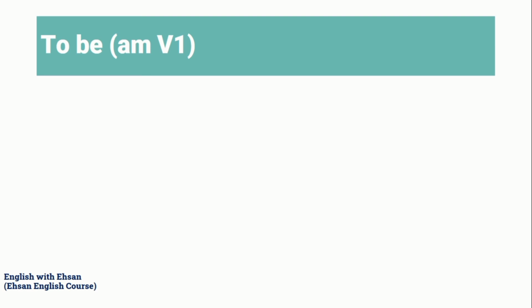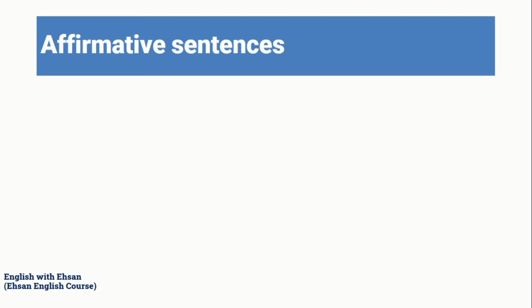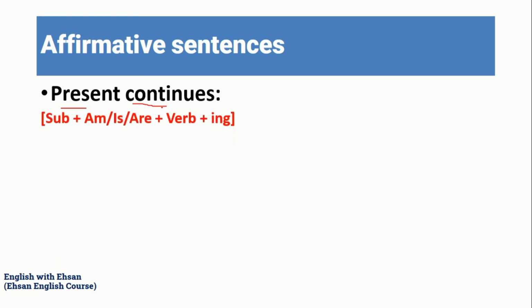To be verb, V1. Okay, and we will have an example about this, like present continuous. And here we have the structure: subject, am, is, are. For the present continuous tense we use to be plus verb plus ing. Okay, am is used with I.